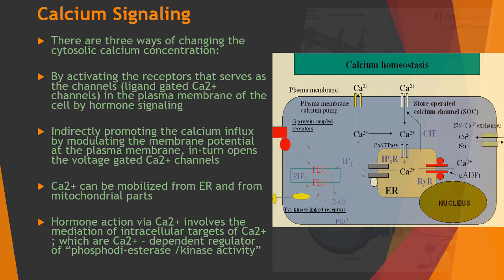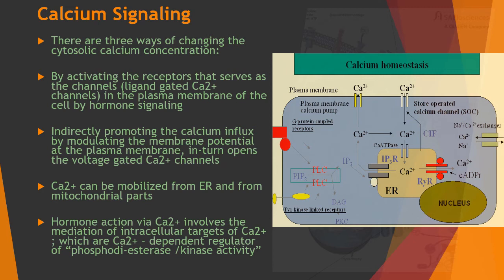And thirdly is by activating the ryanodine receptors in the endoplasmic reticulum. This is done by IP3 particularly. IP3 is a second messenger of the phospholipase signaling as well. So IP3 will bind to these receptors on the endoplasmic reticulum and cause the movement of the stored calcium back into the cytosol, resulting in a transient increase.